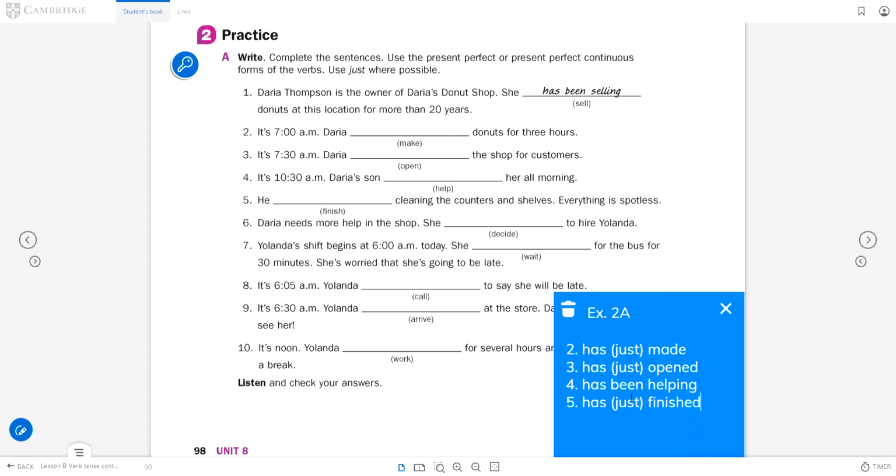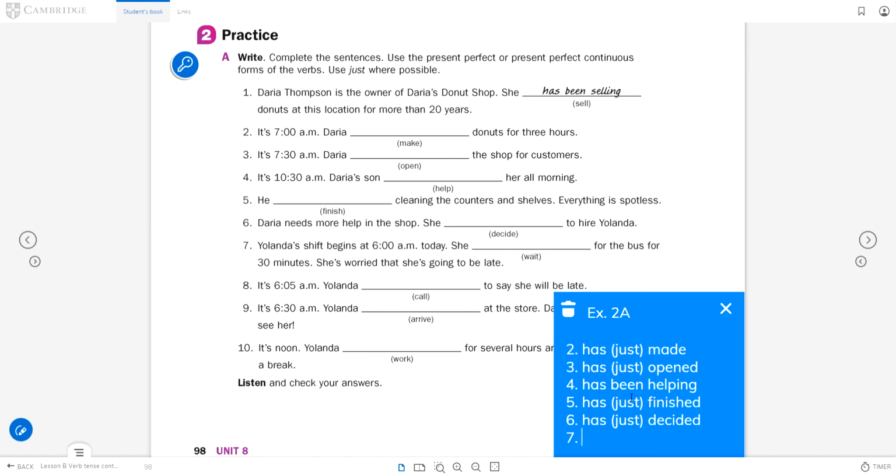Number 6. Daria needs more help in the shop. She to hire Yolanda. So it was a recent decision. It's something that you made already, so it's done. So she has just decided, present perfect, to hire Yolanda. Okay, good. Let's continue. Number 7.